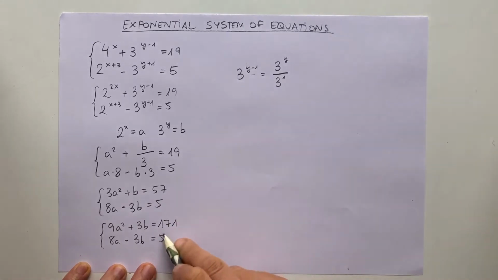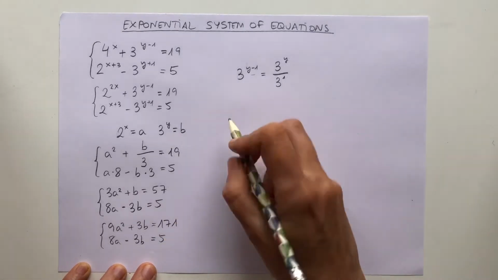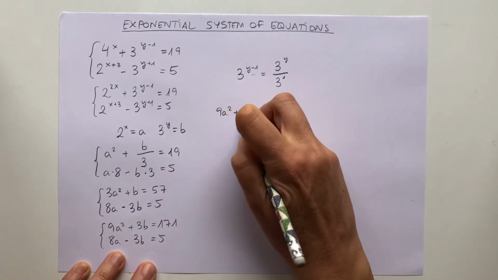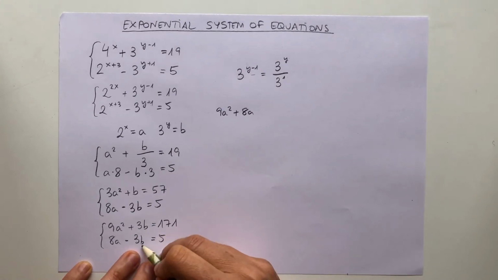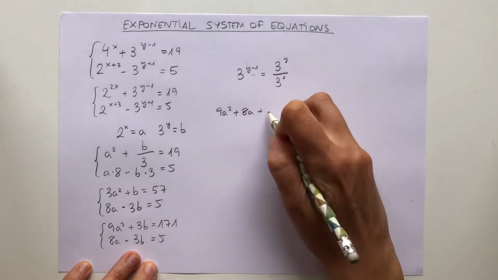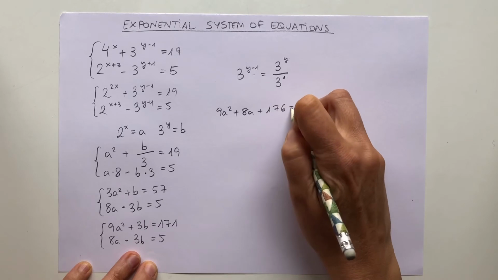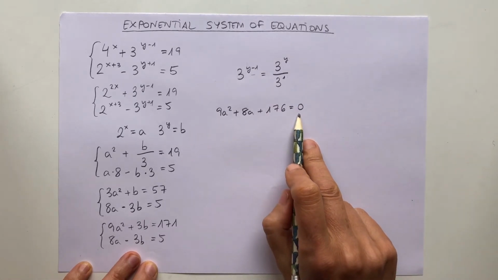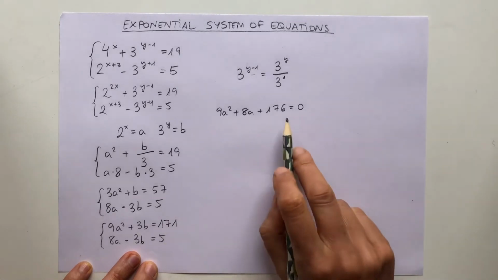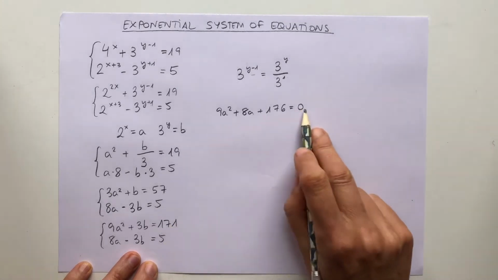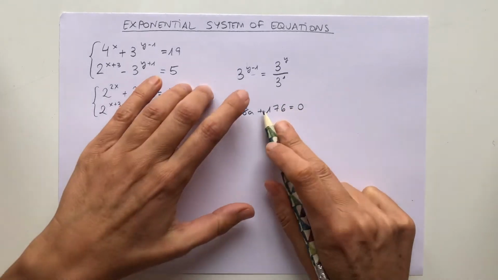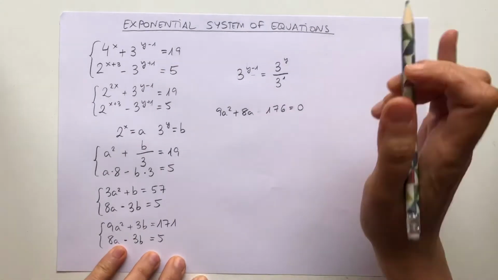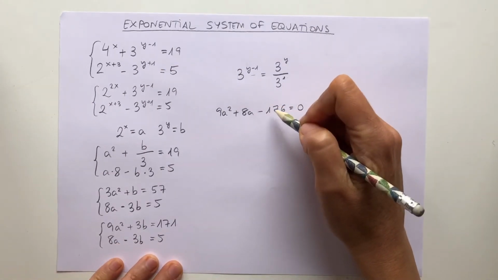I'm going to do it here, where we have more room. So 9a squared plus 8a, they cancel out, and then plus 176 equals 0. And now we just have to solve the second degree equation. Sorry, this is not correct because 176 would be here, but if I place it here to organize the equation, this will be a negative sign, and now it is correct.